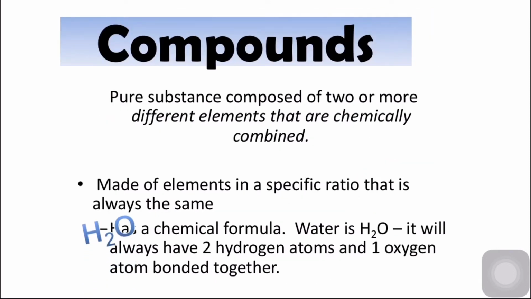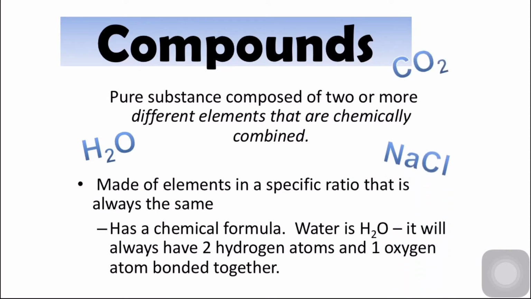Let's proceed to compounds. A compound is a pure substance composed of two or more different elements that are chemically combined. For example, H2O or water, CO2 or carbon dioxide, and NaCl or sodium chloride. Compounds are made of elements in a specific ratio that is always the same. For example, water is H2O. It will always have two hydrogen atoms and one oxygen atom bonded together.